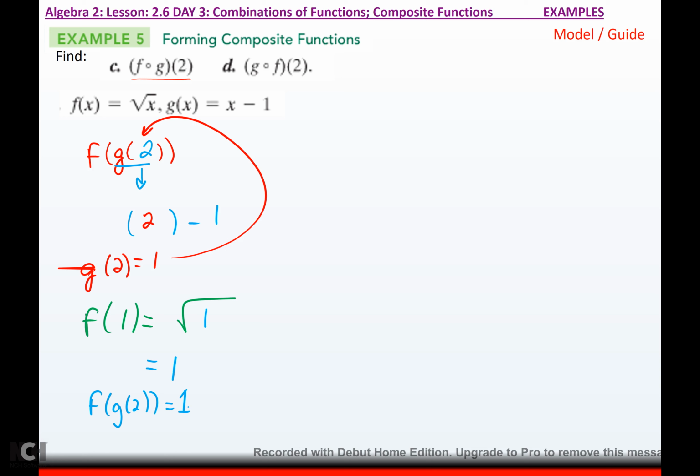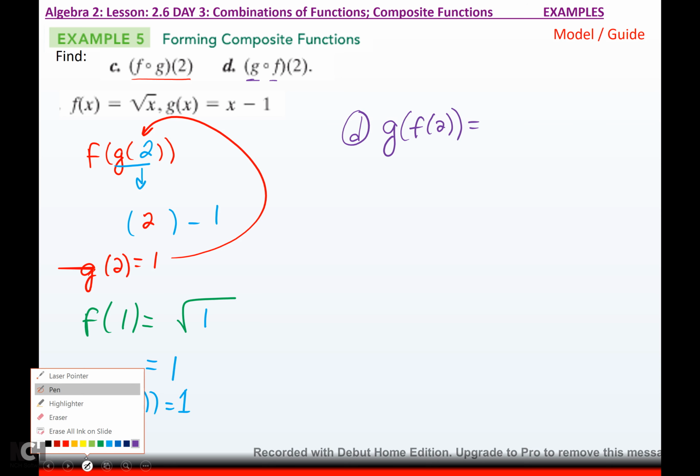Okay? For D, I have a little story if this helps you remember. Think of it this way. D says we want to go to 2 parties tonight. We want to go to the G party and we want to go to the F party. But if we have to do G of F of 2, we have to party hop in order. Otherwise it's just rude. Alright, and this party hopper says you have to go to the F party first.